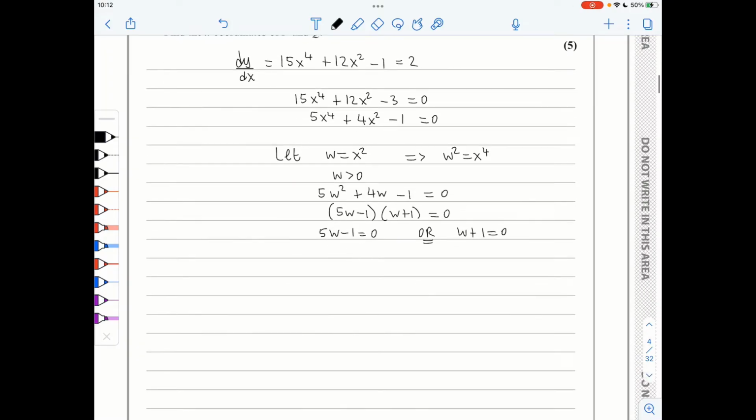If 5w minus 1 is 0, then 5w is 1 and w is 1 over 5. And if w plus 1 is 0, then w is negative 1, and I reject this since we said that w has to be greater than 0. Now w is x squared, so x squared is 1 over 5, which means that the x values at P and Q are plus minus the square root of 1 over 5.